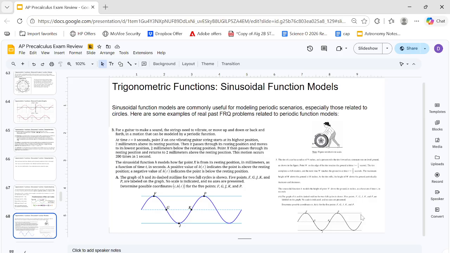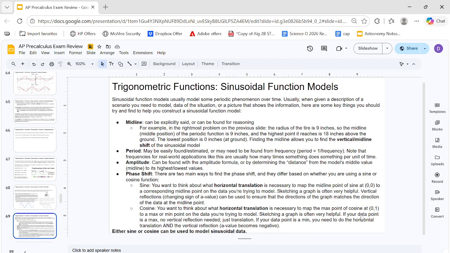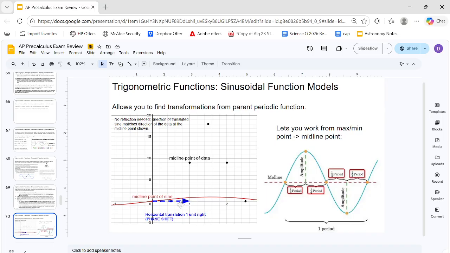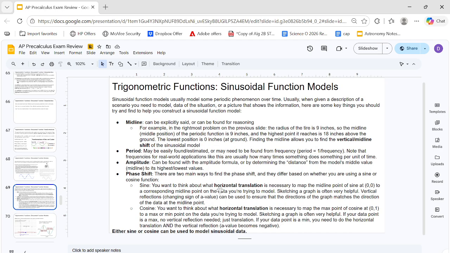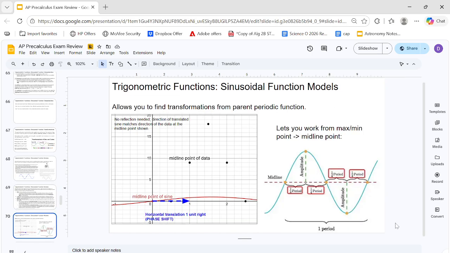Sinusoidal function models are good for modeling periodic scenarios. If you're not using your calculator, you can use either sine or cosine. It's important to know the midline, period, amplitude, and phase shift. It's good to sketch a graph of your data first, versus the parent periodic function, and see how much you need to translate it to make the midline points line up. I'm not sure if that makes sense. If it doesn't, this is one of the hard parts, so I would recommend going back and reading this.